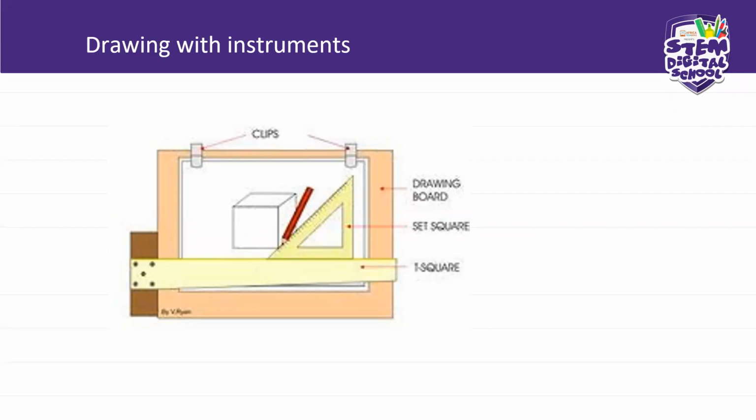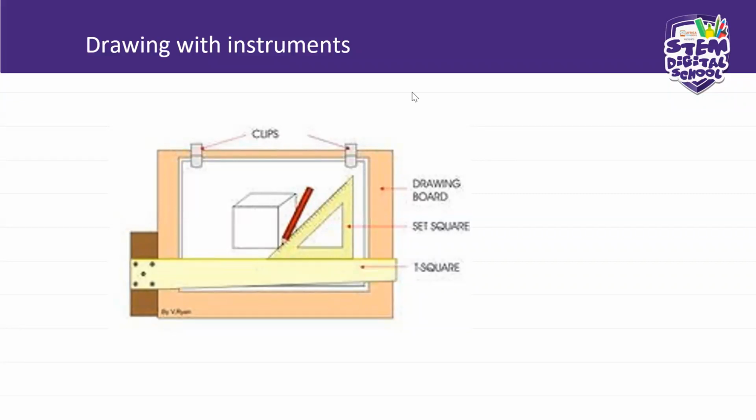So here in this drawing, what are we drawing? We are making an oblique drawing. Mark, you don't know what it's called? It's called a 45-degree set square.